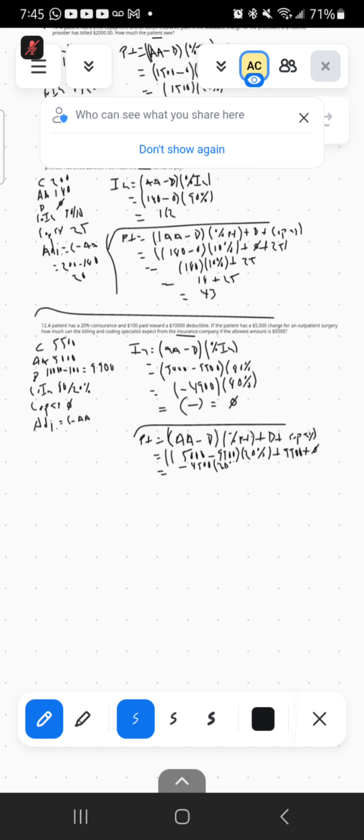Okay. But I'm gonna write the whole thing just in case. 9,900. But because you have a negative number, you stop. And the patient will pay the allowed amount. And the allowed amount in this case is $5,000.